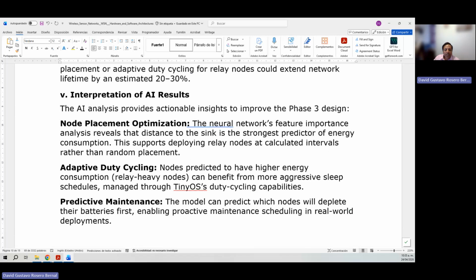And so we have some interpretation of the AI results: node placement optimization, adaptive duty cycling, and predictive maintenance. So we have some particular elements covering each one of these analyses as well.